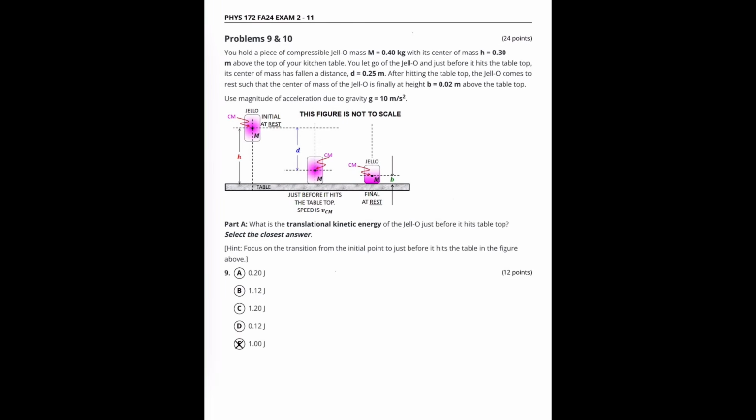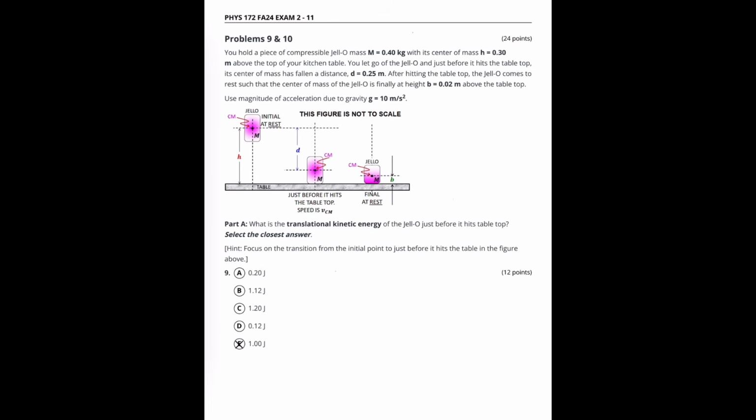Problems 9 and 10 state, you hold a piece of compressible jello of mass 0.40 kg with a center of mass 0.30 meters above the top of your kitchen table. You let go of the jello, and just before it hits the tabletop, its center of mass has fallen a distance of 0.25 meters. After hitting the tabletop, the jello comes to rest, such that the center of mass of the jello is finally at height 0.02 meters above the tabletop. Use magnitude of acceleration due to gravity as 10 meters per second squared.